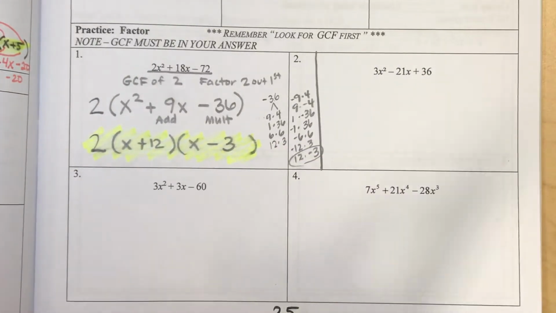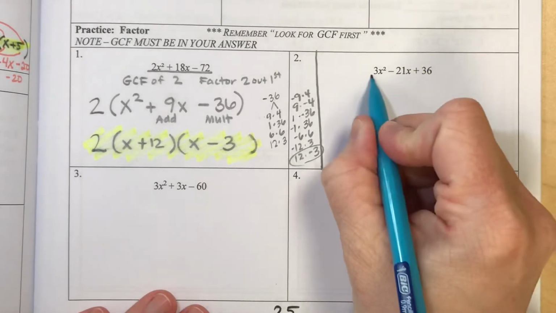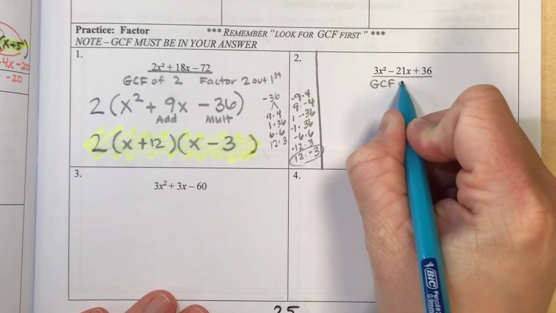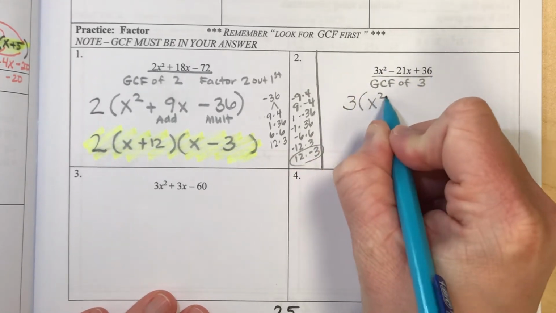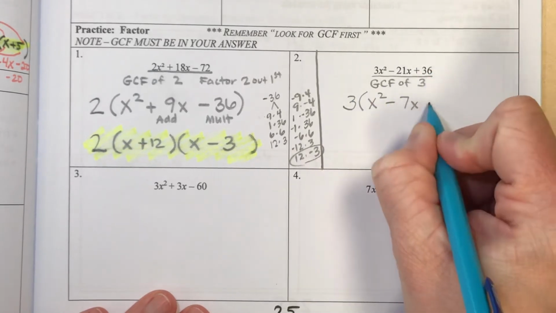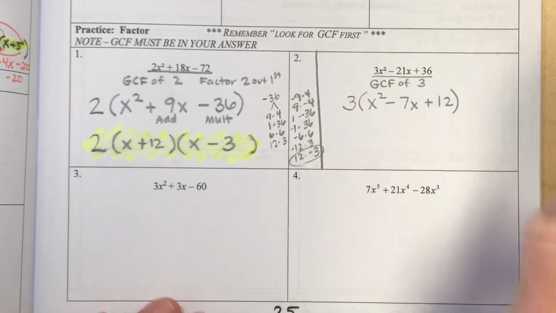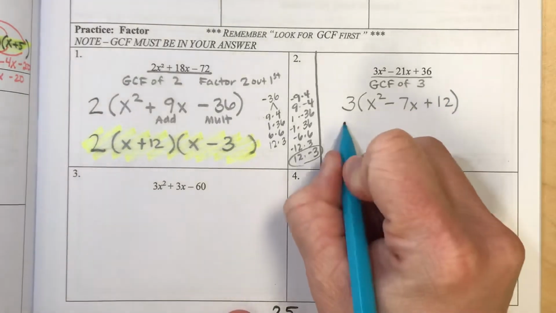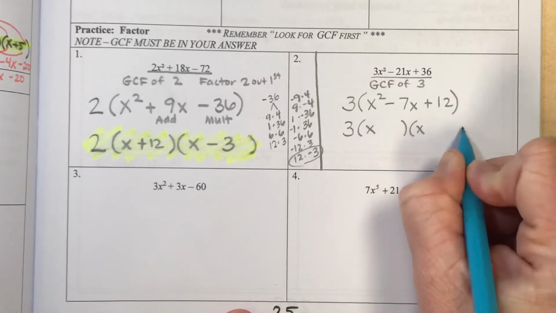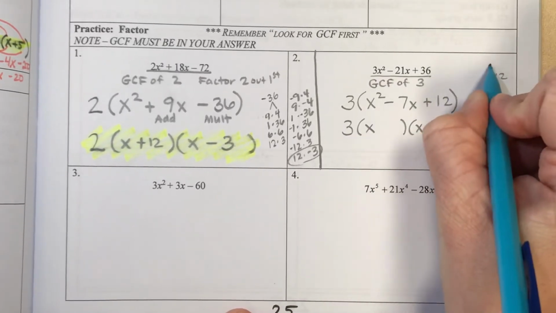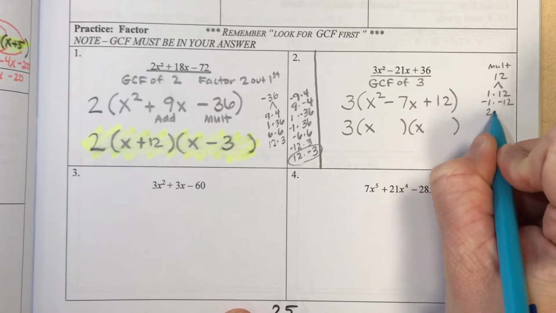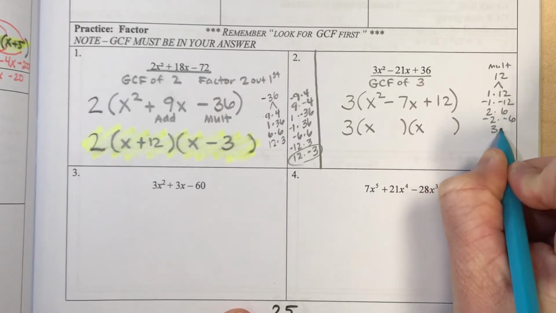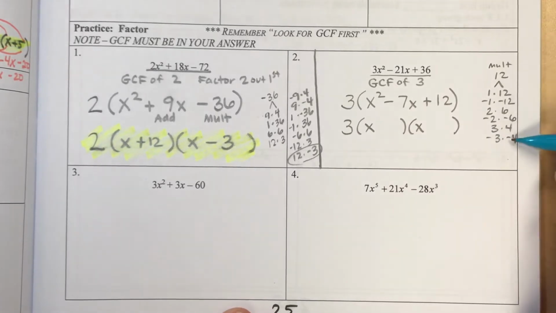Now in this example, I notice that we have a 3 in the front. And so I'm going to see, are all of my terms divisible by a GCF of 3? And I believe that all 3 of those terms are divisible by 3. So I'm going to divide out the 3 here. 21 divided by 3 is 7. 36 divided by 3 would be 12. Okay, so now as I'm thinking of how this will completely factor, I want to think of 2 numbers that multiply to make 12. So like 1 and 12, or negative 1 and negative 12, or 2 and 6, negative 2 and negative 6, or 3 times 4, negative 3 and negative 4. Those are the factors that make positive 12.